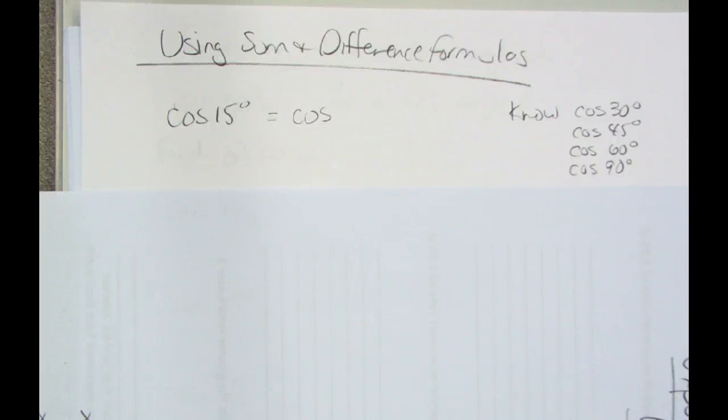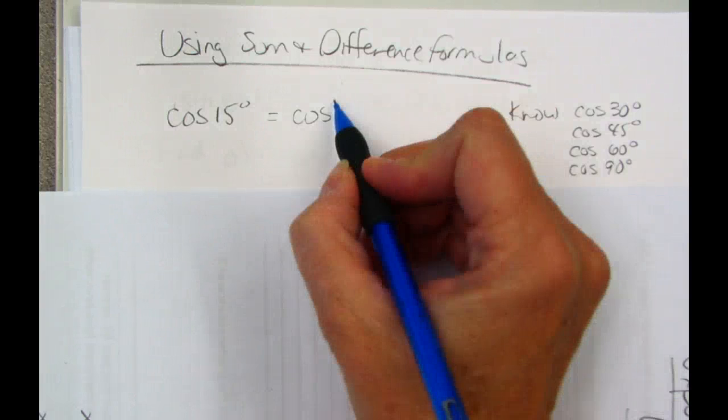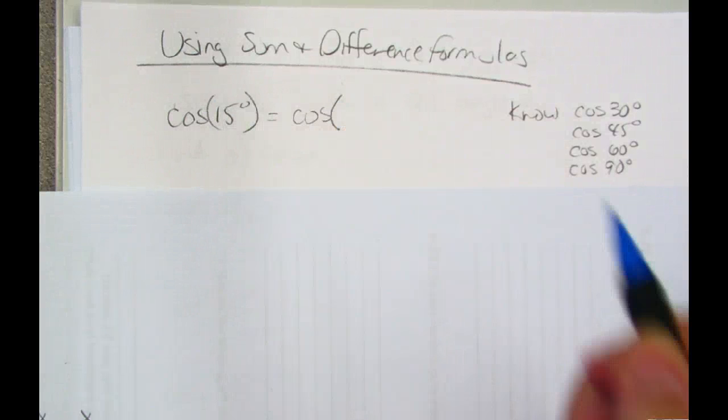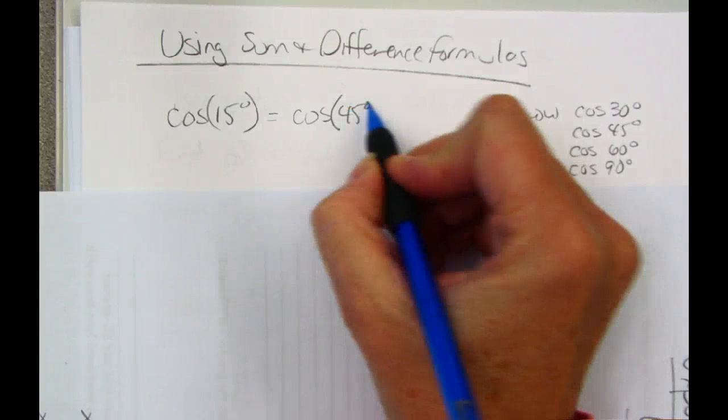Which two numbers? 45 and 30? And I would subtract those two, right? Or I could choose 60 and 45, and I could subtract those two. I don't see how by adding anything I would get a 15, right? So let's just pick the two smallest, 45 and 30. I could write this 15 degrees as 45 degrees minus 30.